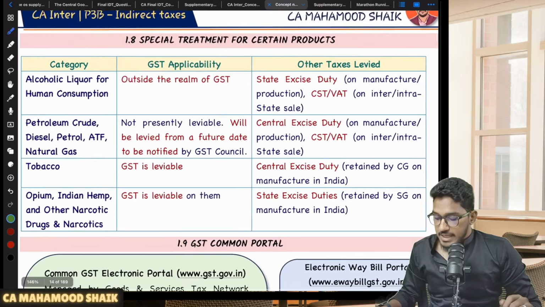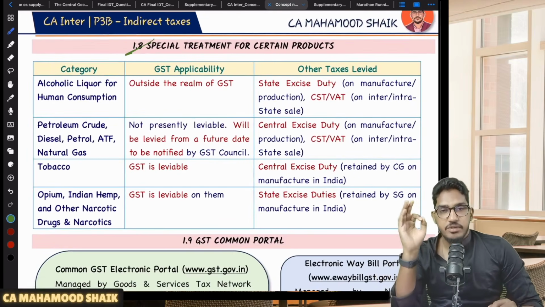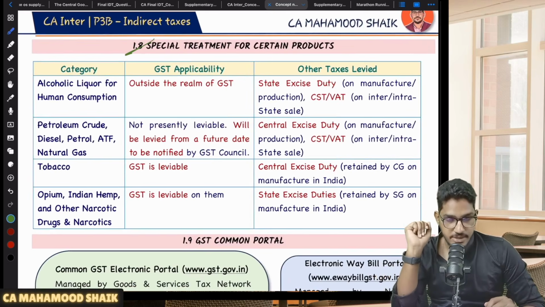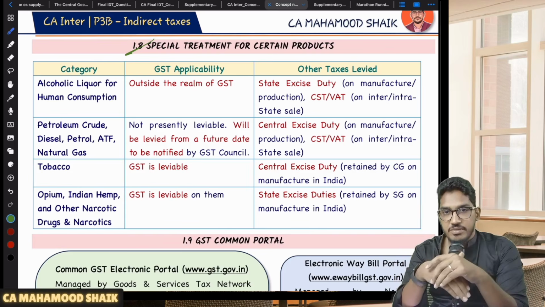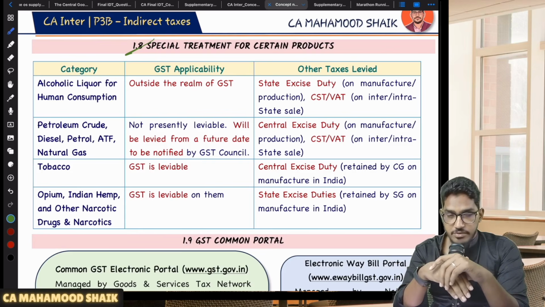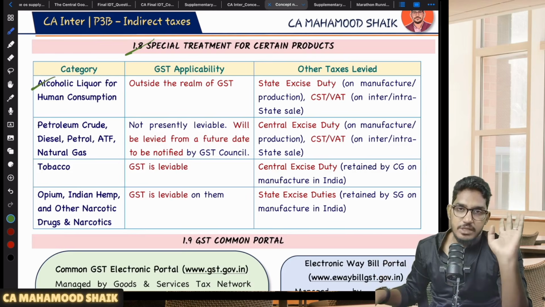Now, the next important part: there is a special treatment. There are certain products for which there is a special treatment under GST. So what are those products and what is that special treatment? Very important for MCQs and also very important from a descriptive question perspective. Listen carefully. So what is the first product? Alcoholic liquor for human consumption.